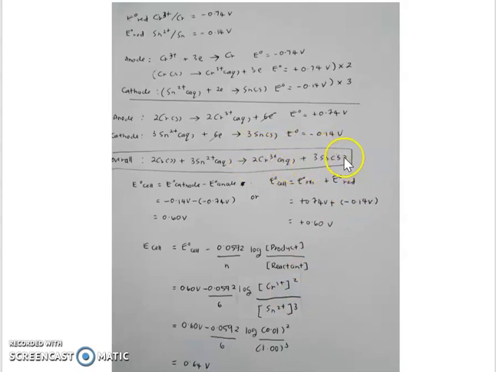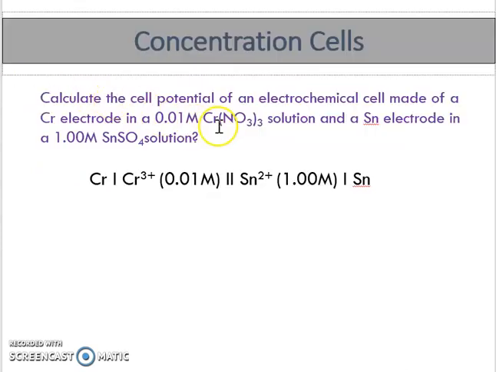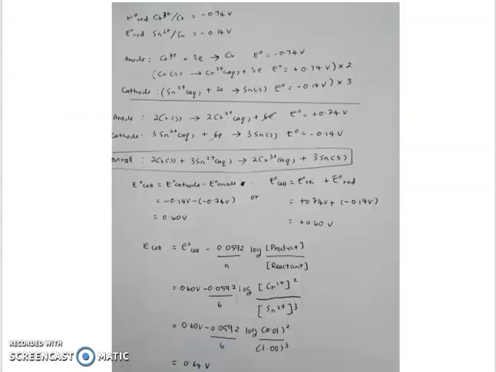So you have to look at the product side. Solids don't have any concentration, only ions have concentration. The concentration of chromium nitrate solution is given in the question as 0.01 molarity, meaning the concentration of chromium ion is 0.01. Because the stoichiometry of chromium ion is 2 here, you need to put the power of 2 here.